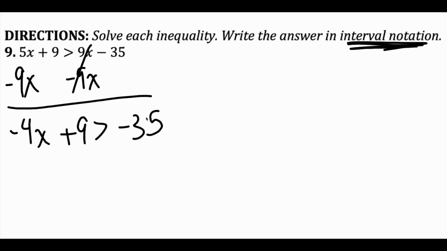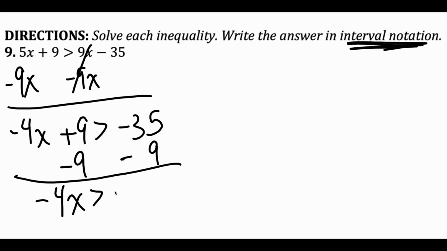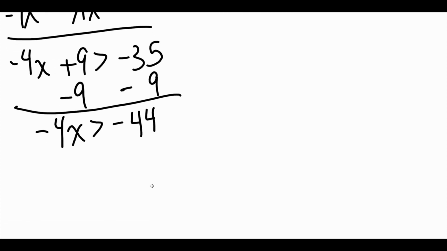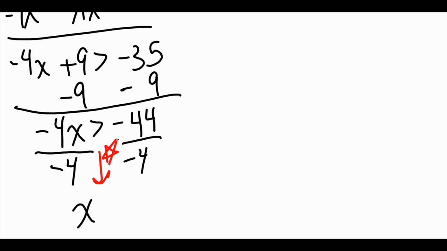So next, move the 9. So subtract 9 from both sides. Negative 4x is greater than, this will give me a negative 44. Last step, divide by negative 4. And then also we want to remember here, I just divided by a negative number, so make a little note, star, whatever you want to do. Remind yourself here, hey, something happened in this problem. I usually like to draw some arrows and point out, you know, something happened here.